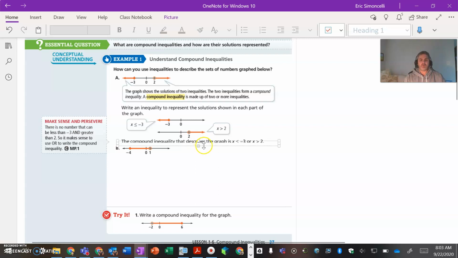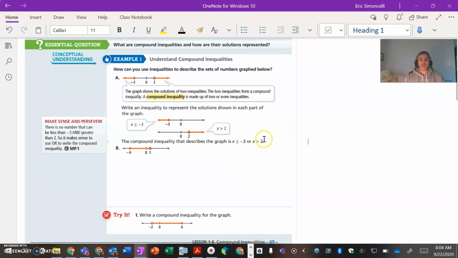The compound inequality that describes the graph is x less than or equal to -3 or x is greater than 2. So there's two parts to that we have to be mindful of now. Two answers, or two parts of the answer, and as you can see here, the word or. Now, the word or in math, like in everyday life, implies that this is true or that is true. They aren't both true. In other words, it's not an and statement, it's an or statement. So this is true or that is true.